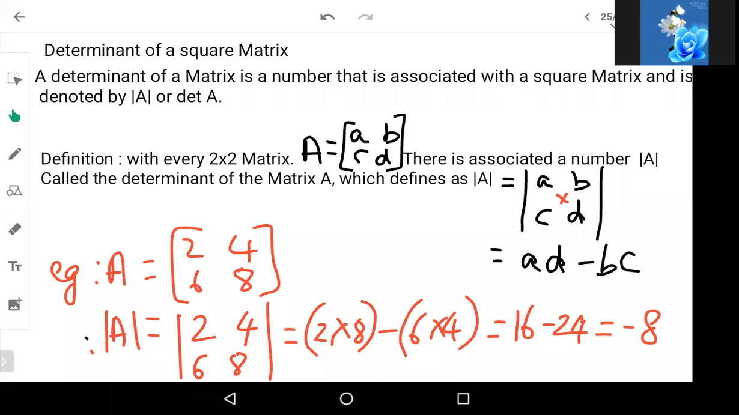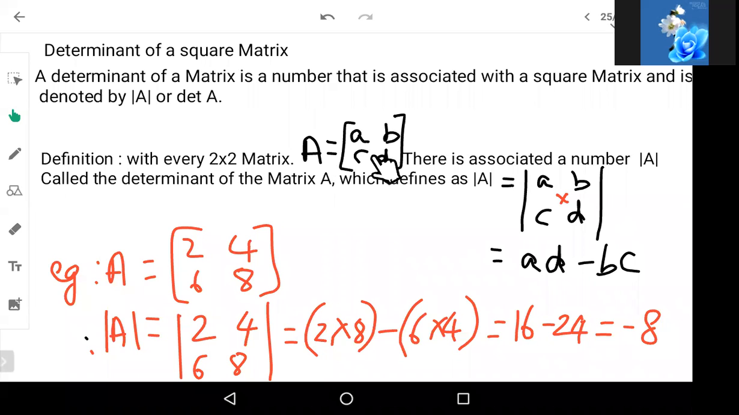Determinant of a square matrix. Here, this determinant is associated with the square matrix. A square matrix is when you have the number of rows equal to the number of columns. So that is a square matrix. And a determinant of a matrix is the number that is associated with a square matrix. This is something which is related to a square matrix. So let us understand by the definition.